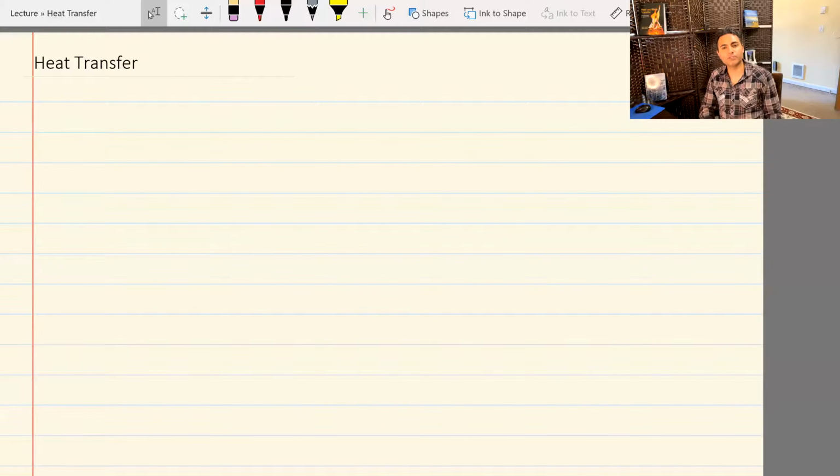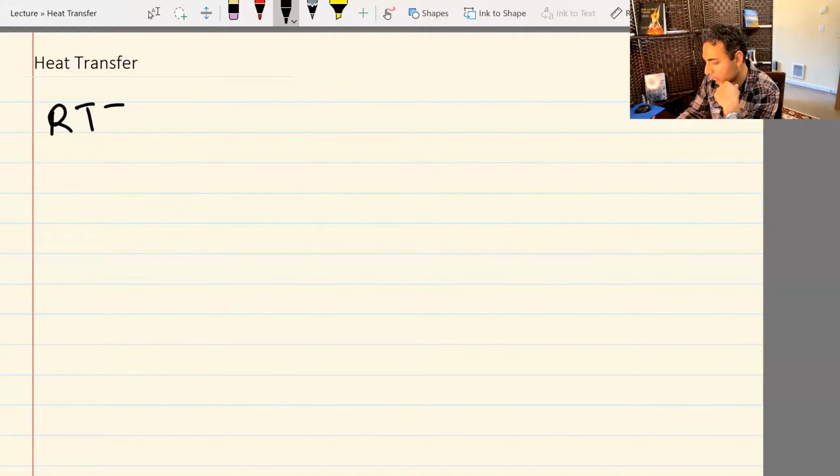Okay, first law of thermodynamics. Well, if you have studied fluid mechanics, there is a theorem in fluid mechanics that is called the Reynolds transport theorem. Sometimes we show it by RTT, Reynolds transport theorem.